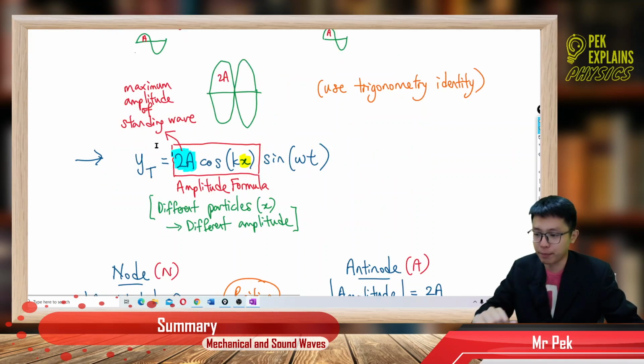So, different x, different amplitude. Okay? And the antinode can reach 2A amplitude. That's the maximum amplitude for the standing wave.